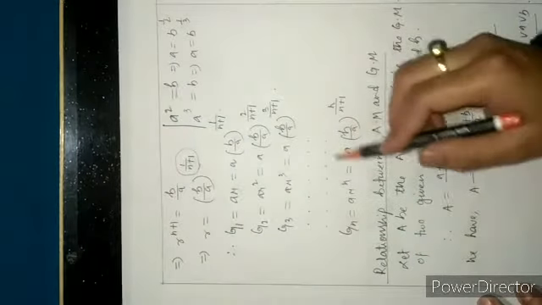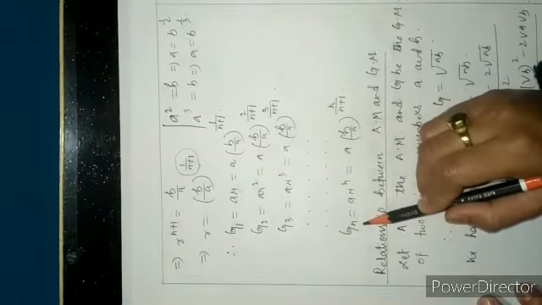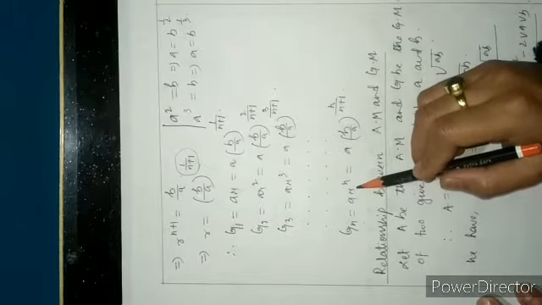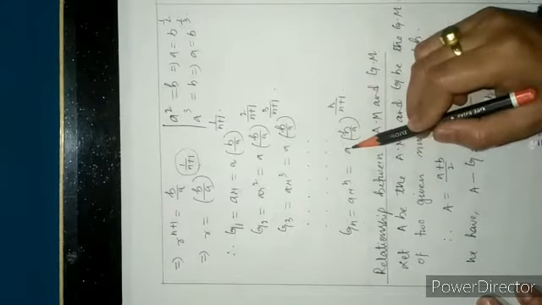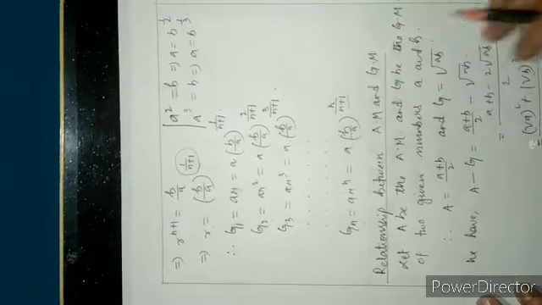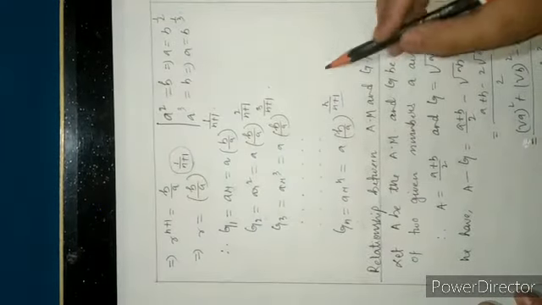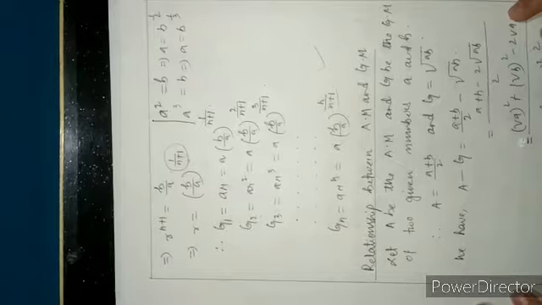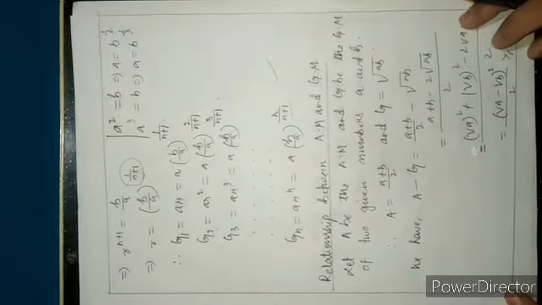Applying this pattern, zn is equal to a r to the power n, which is equal to a into b by a to the power n divided by n plus 1. This is how we find the n geometric means.